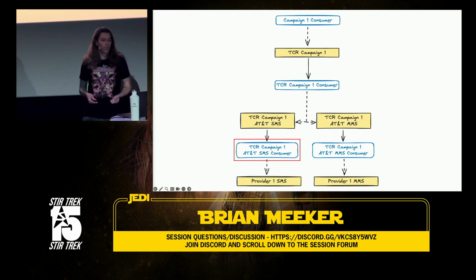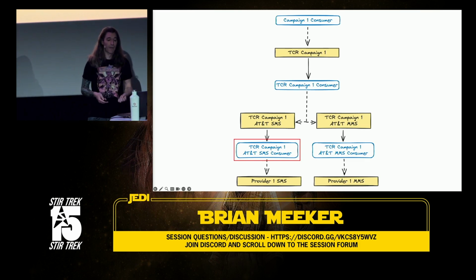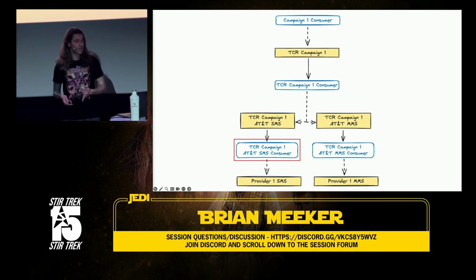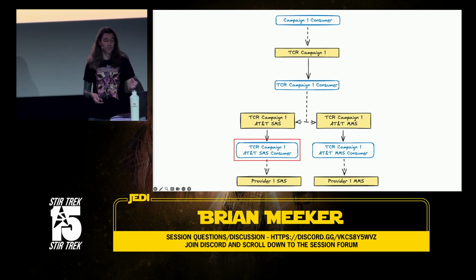This consumer is going to pull messages from the queue while respecting that carrier rate limit we got from TCR. Once again, we're going to do this with back pressure. So if AT&T says that we can send 100 SMS messages per minute, we're going to configure Broadway for this consumer to pull 100 messages per minute at most.